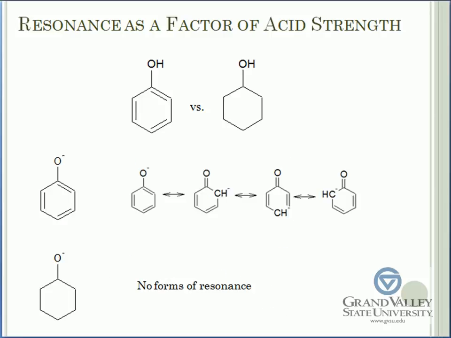If drawing resonance structures is difficult for you, you can use the resonance structures tutorial for a quick review. You cannot draw resonance structures for the other anion, cyclohexoxide. Therefore, the phenoxide anion is the more stable conjugate base, which makes the phenol the stronger acid.